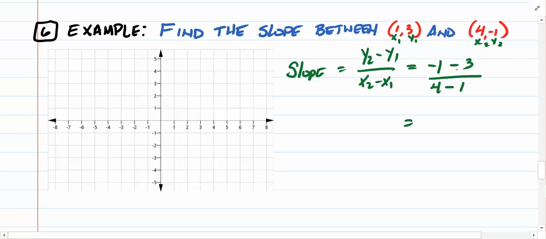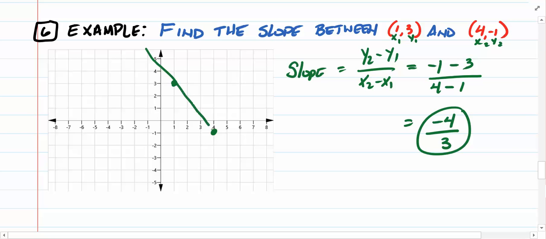So -1 minus 3 is -4. 4 minus 1 is 3. So therefore, the slope of the line should be -4/3. Let's verify that using the picture, okay? So let's put both of these points on the graph. Here's (1, 3), and here is (4, -1). And this slope would be a negative slope because I'm going down from left to right, okay? The value to get from here to here is 4 units, 1, 2, 3, 4, and the value to get from here to here is 3 units, 1, 2, 3. So yep, the slope is indeed -4/3.